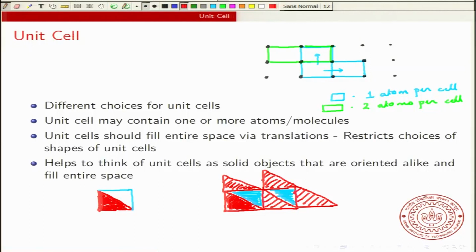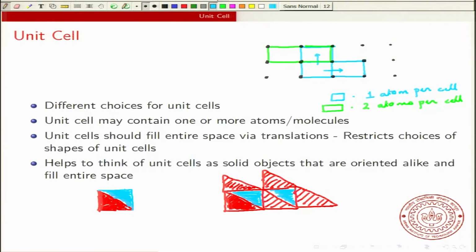unit cell. Okay. So, you might say that I can take the same red region and just turn it around and I will get the blue region, and then this combined red and blue region can actually fill space. Okay. But these are in opposite orientations. And what is important is that the unit cell should fill the entire space via translations. Okay. So, these two, the red and the blue, have a rotational relation, and you are not allowed to rotate the unit cell to fill the space.